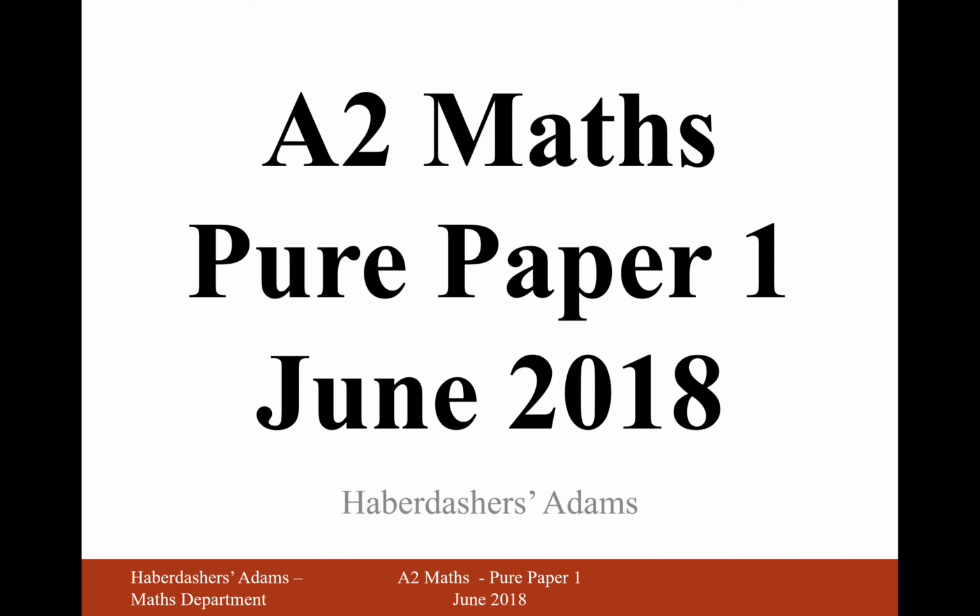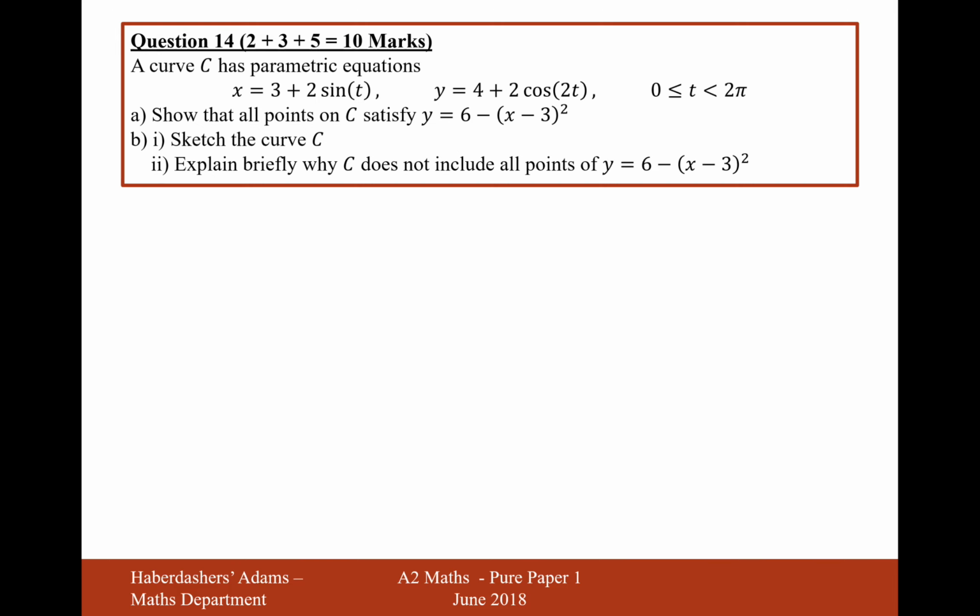Hello there and welcome to A2 Maths June 2018 paper 1, and here we're looking at the final question of the paper, question 14. So a curve C has parametric equations x equals 3 plus 2 sine t, y equals 4 plus 2 cos 2t, where t is between 0 and 2 pi. Show that all the points on the curve C satisfy this equation here.